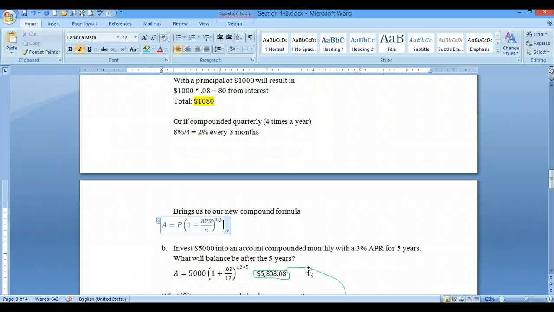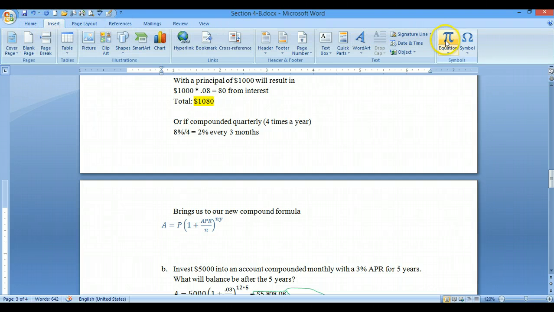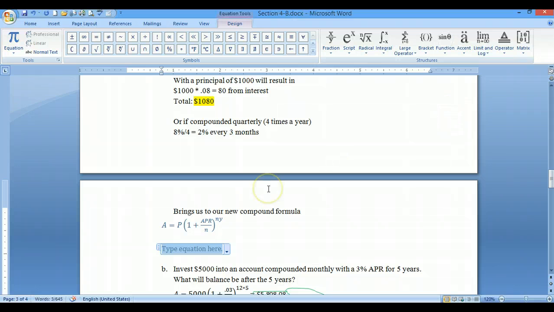So let's take, actually I don't want to do that next example. I want to do something different that I wasn't planning on. Let's compare this $1,000 if you just got it once, and let's do it saying you got it 4 times a year. Now that I have this in here, I can copy and paste, but for the purpose of showing you how to do an equation, I'm going to go ahead and do another one.